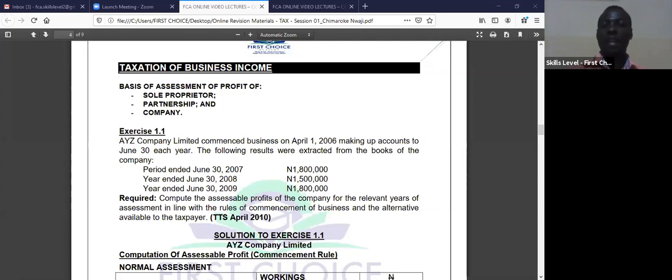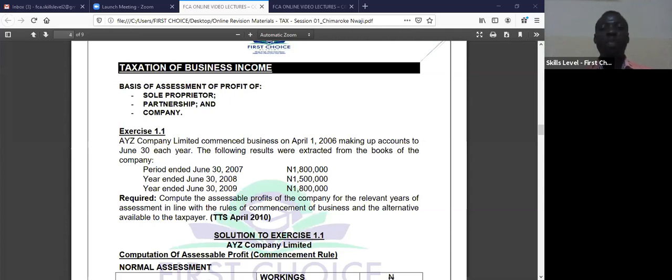So our first class is on basis of assessment of profit for sole proprietor, partnership, and company. If you look at these items, these are business items. These are businesses: a company, a partnership, and a sole proprietor. These are business accounts. And so the owner of a business can be a sole proprietor, still a person, a partnership business, and a company is a person of its own.